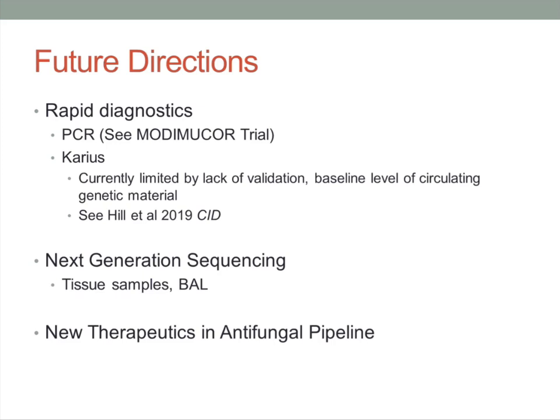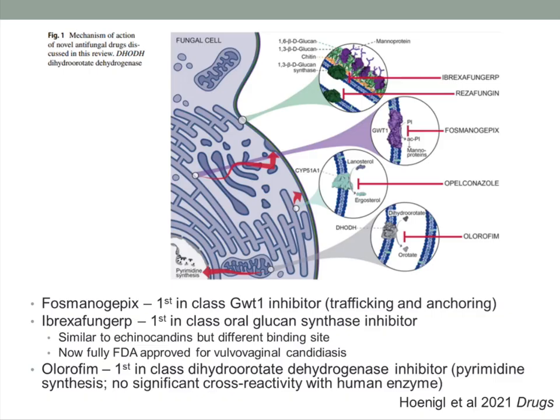Next generation sequencing, so looking at ribosomal RNA from tissue samples and pathology blocks, can increase your yield. You may get an organism, and then you take that species diagnosis and go find, hey, what's the best treatment? Is it posaconazole, isavuconazole, et cetera? And then we have a lot of new antifungal therapeutics in the pipeline, which are pretty cool and will, I think, revolutionize treatment of fungal infections in the future.